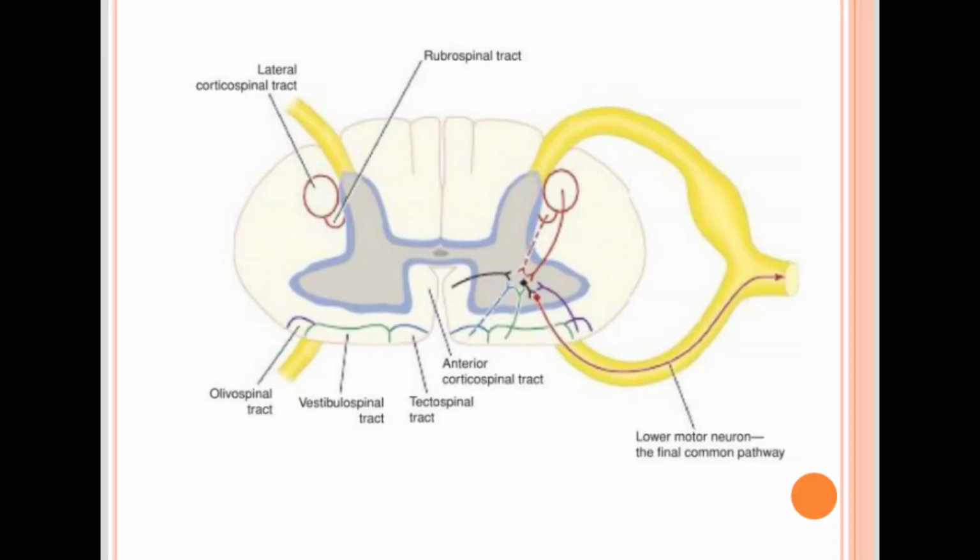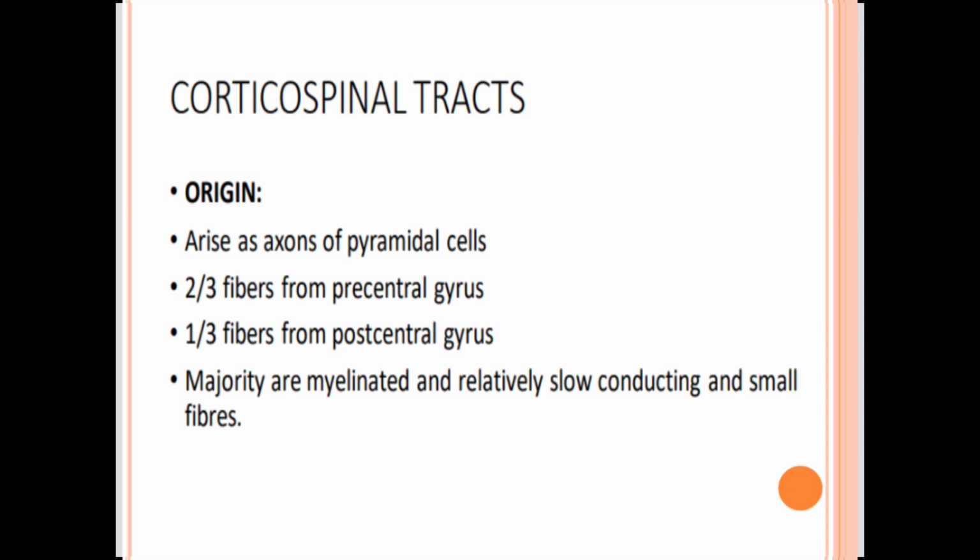Now, this is the transverse section of the spinal cord, and it is basically showing the termination of all the descending tracts. Now, let's talk about the root of all these tracts, and the first one we are going to discuss is the pyramidal tracts. The first tract that comes in here is the corticospinal tract.